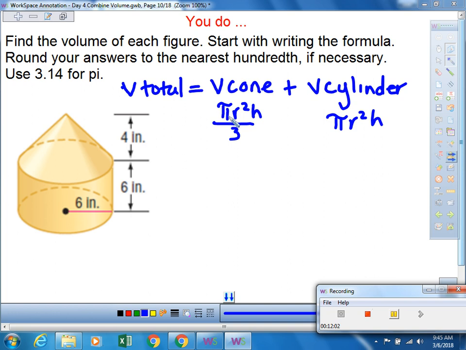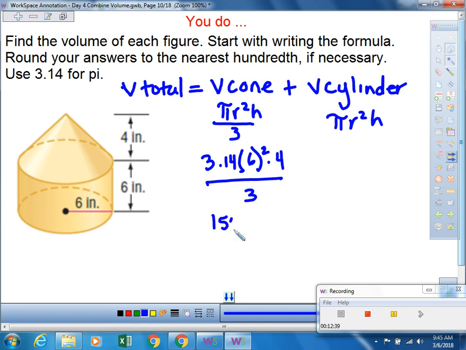And so the cone, the formula, pi r squared h divided by 3. Cylinder, pi r squared h. So you should have 3.14 times my radius is 6 squared, and the height of a cone is 4 divided by 3. And when you solve that, you would get 150.72. Do you agree? Yes. Okay, so that's your first volume.